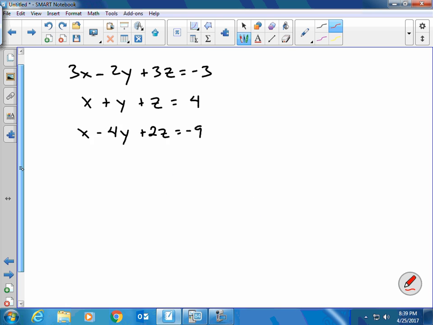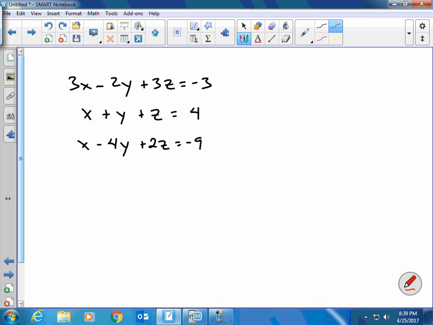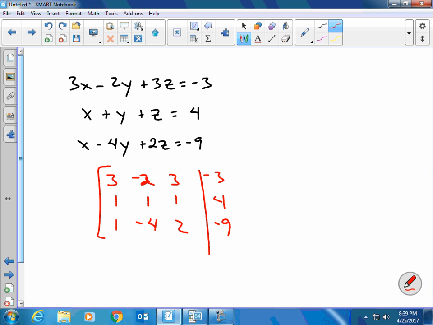So first step, make our matrix. Almost forgot that again. All right, my coefficients down, 3, negative 2, 3, negative 3. Next, we have 1, 1, 1, 4, 1, negative 4, 2, negative 9.